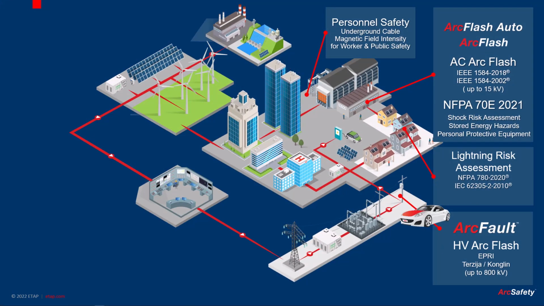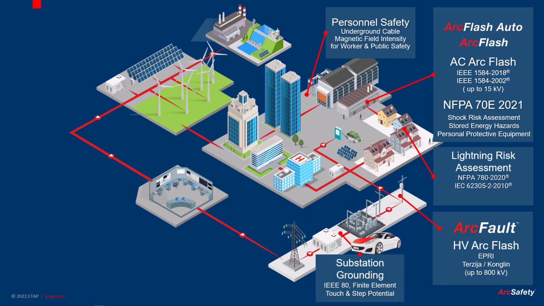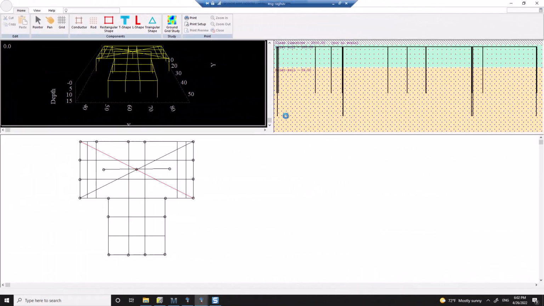The next application is related to the overhead transmission line, where we will be able to perform substation ground grid studies to evaluate touch and step potential. We have the IEEE 80 finite element method or the Nahman-Skuletich method, which is also available in ETAP and can be performed in the ground grid studies available along with the software package.